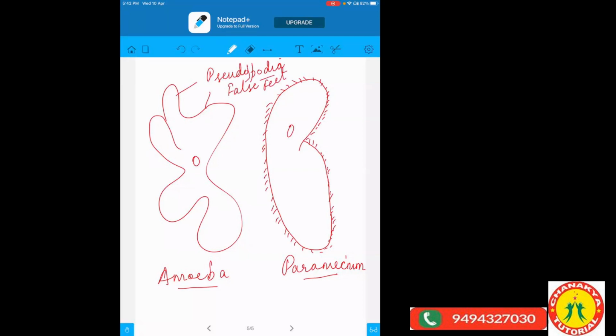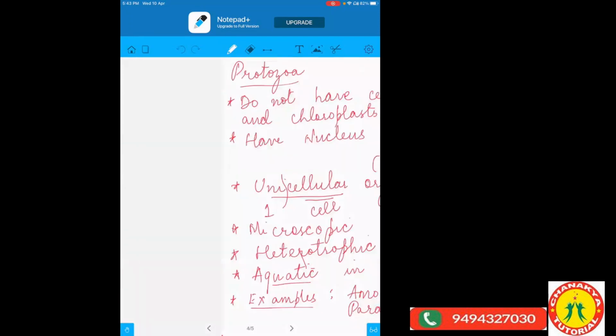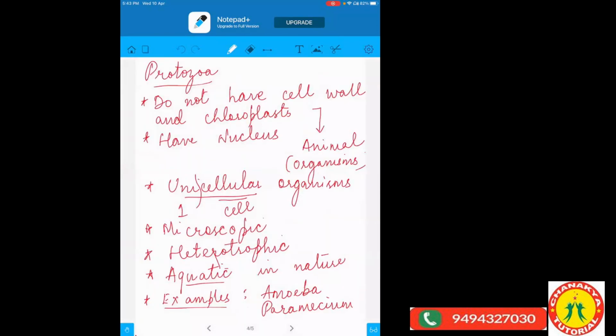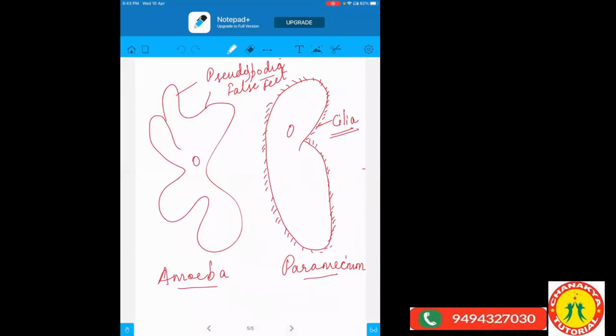So in the amoeba, they have the pseudopodia with the help of which they will be moving. Whereas in the paramecium, what do they have? They have this hair-like structure, and these hair-like structures are called cilia. Amoeba have the pseudopodia for movement, whereas the paramecium have the cilia everywhere around their body, and with the help of this they are able to move. So Chlamydomonas had the flagella for movement, amoeba had the pseudopodia, whereas paramecium have the cilia. Am I clear, children, with this?